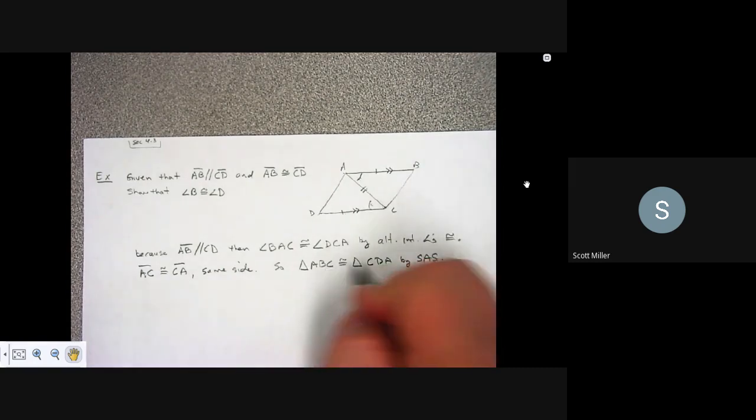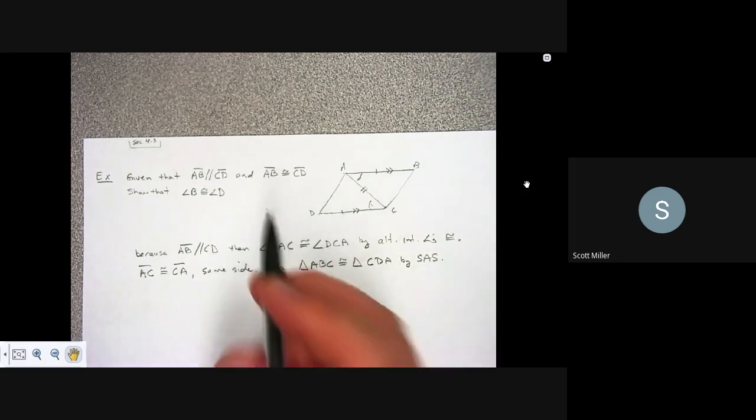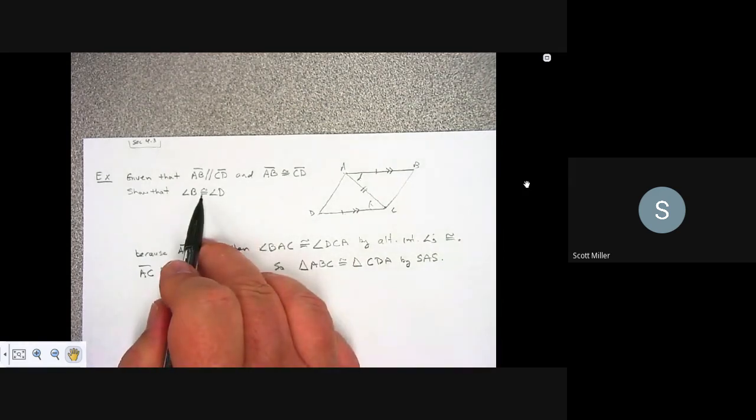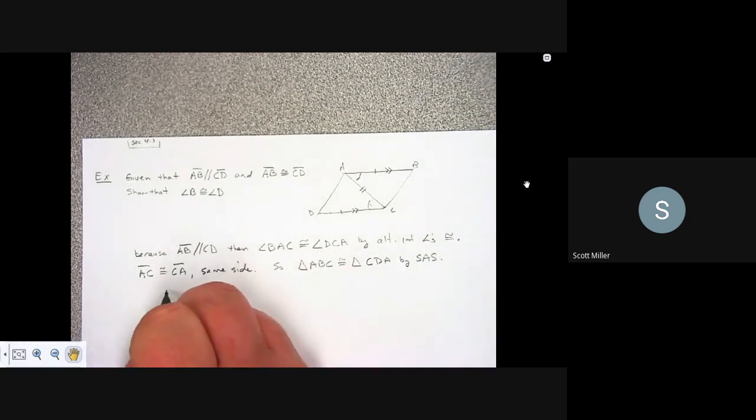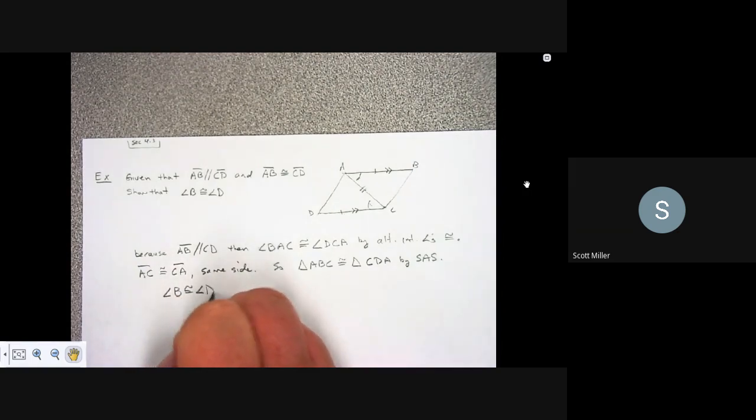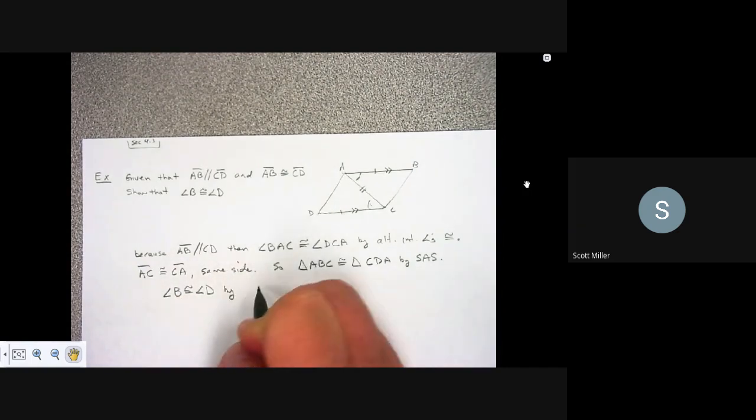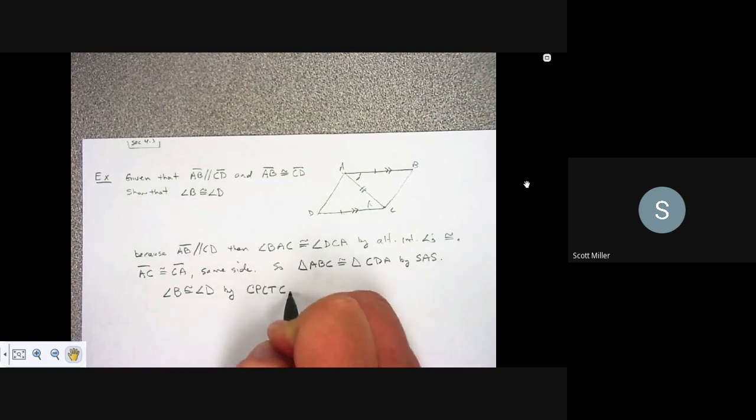So now that I have the triangles congruent, then I can come and answer the part up here, why are these congruent? So angle B is congruent to angle D by corresponding parts of congruent triangles are congruent. And that is all you need to say for me. Okay?